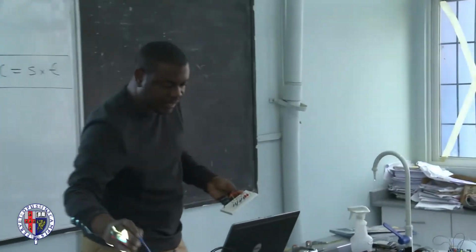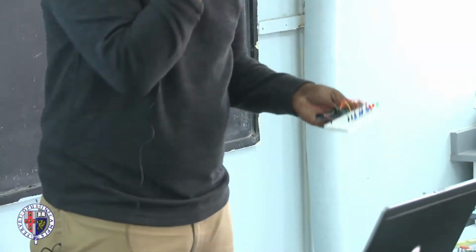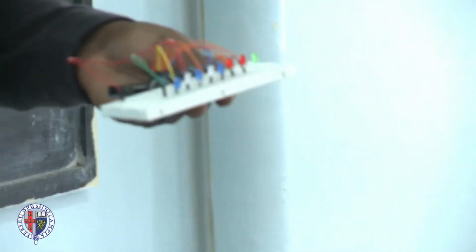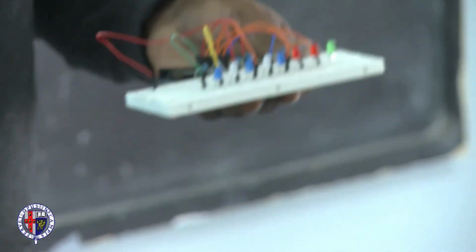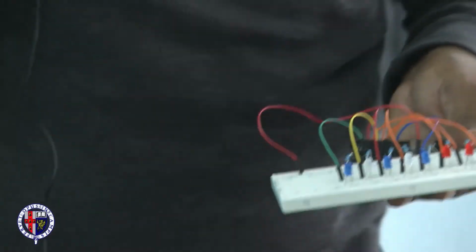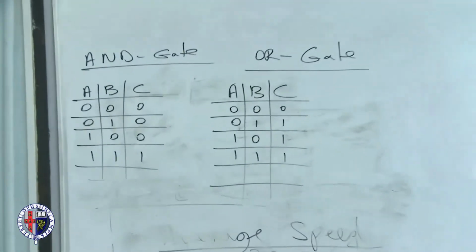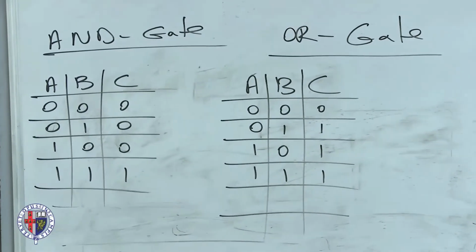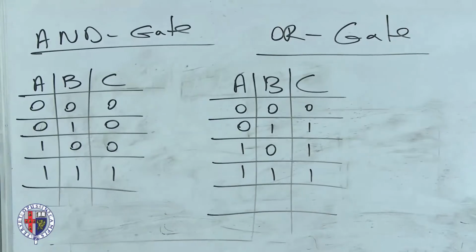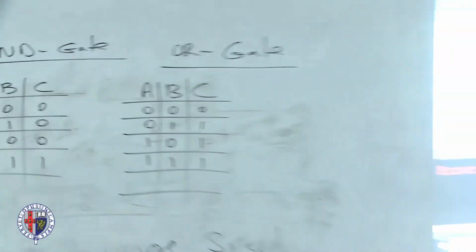Alright, so we can do that together. I don't know what gate this is, because that is the whole idea. When I put in 0, 0, I'll look and see what happens on the output. Then I put in 0, 1 and look and see what happens. Then 1, 1. After I've looked at the output, I can determine whether it's an AND gate or an OR gate.